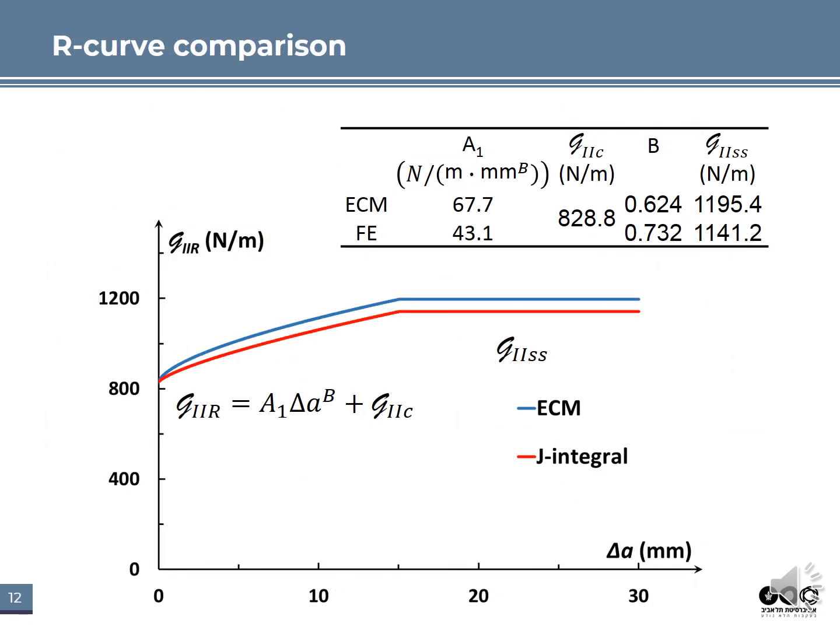Here, a comparison of the two curves is presented. In blue is the R curve obtained by means of the experimental compliance method, and in red, the one obtained from the J integral. Since the two curves are quite similar, it is possible to conclude that the J integral local approach provides results which correspond well with the global ECM. Also, it may be noted that the local J integral approach resulted in a more conservative curve than that obtained by means of ECM.